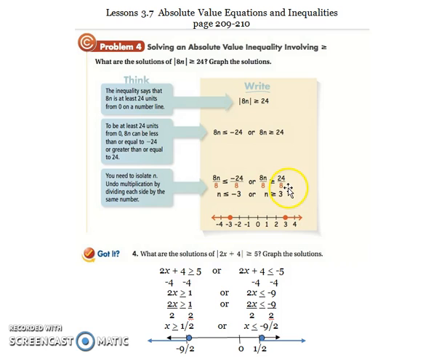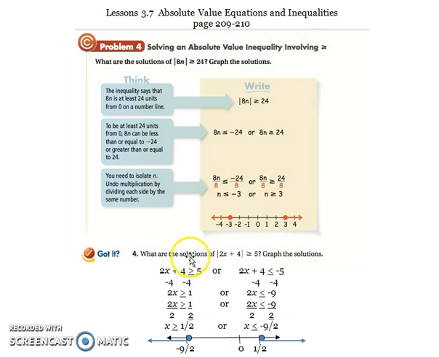Both sides divide by 8. So you end up with n less than or equal to negative 3, or n greater than or equal to 3. Since they're both equal to, you get closed circles. Less than goes that way, and greater than goes to the right. Okay?